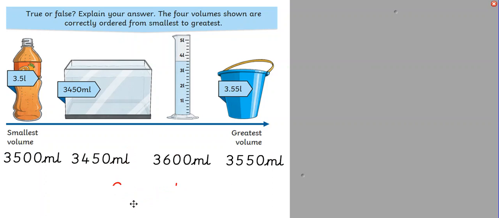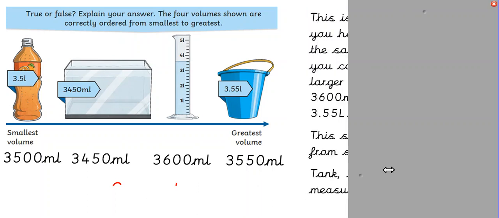Okay, so if I convert all of my litres into millilitres, I have got my bottle of pop at 3,500 millilitres. The tank holds 3,450 millilitres, the cylinder holds 3,600 millilitres and the bucket holds 3,550 millilitres.